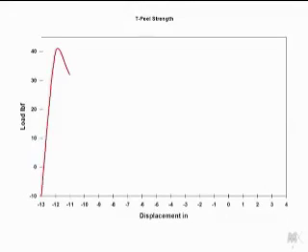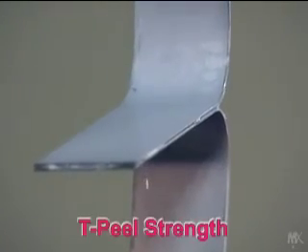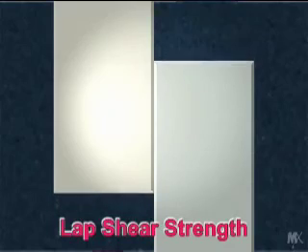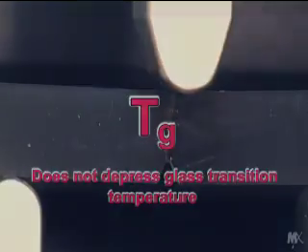Kane Ace MX products improve the overall toughness of polymer. They increase performance properties such as T-peel strength, lap shear strength, and fracture toughness without depressing the glass transition temperature, which is a common flaw of other impact modifiers.